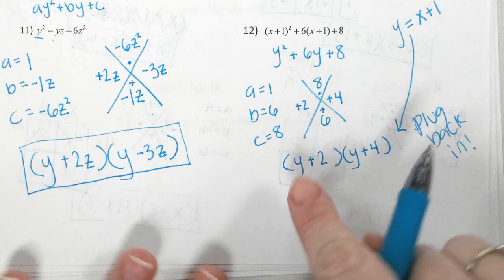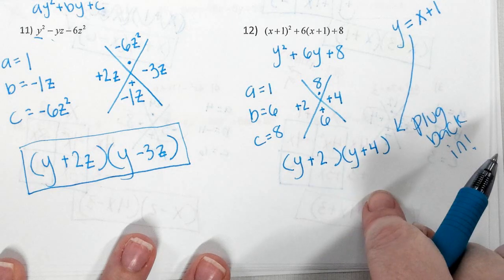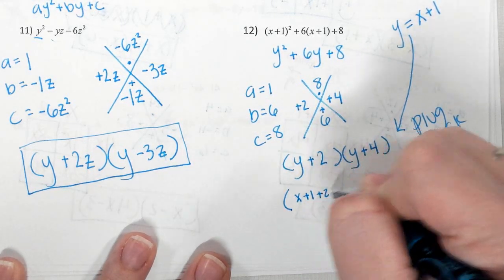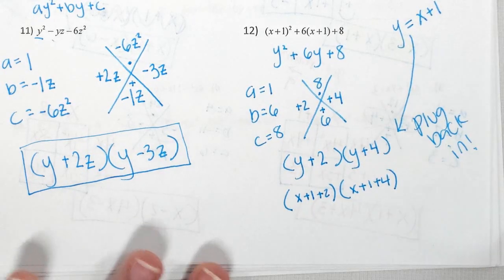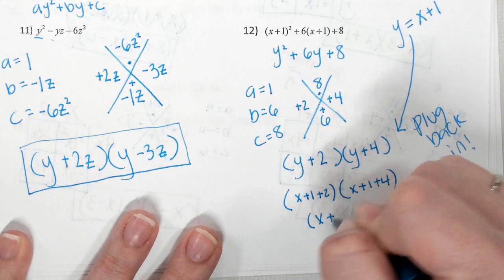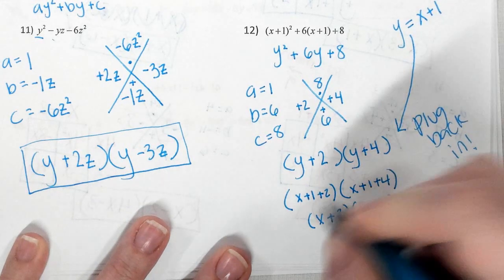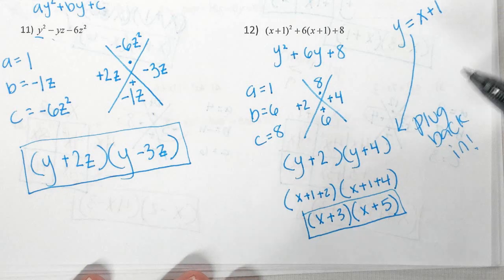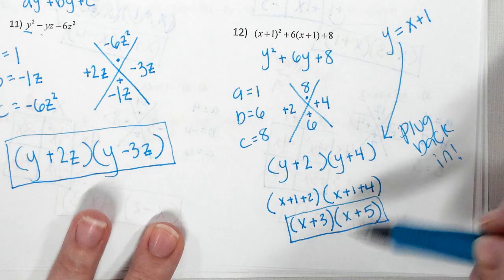Okay, well, do I have anything in front of my y? No. So is there going to be any multiplying? No. So I don't even need parentheses. I just have x plus 1 plus 2 and x plus 1 plus 4. Can that simplify? Yes. What's 1 plus 2? 3. And what's 1 plus 4? 5. Why'd you add the 1? The x plus 1 plus 4. Because I had to plug that back in. Didn't y equal x plus 1? Yeah. So I just put that back, and there you go. There's your answer.